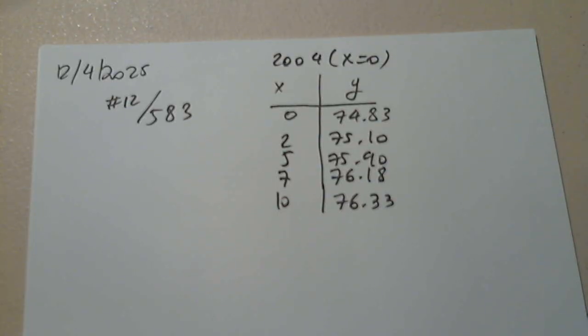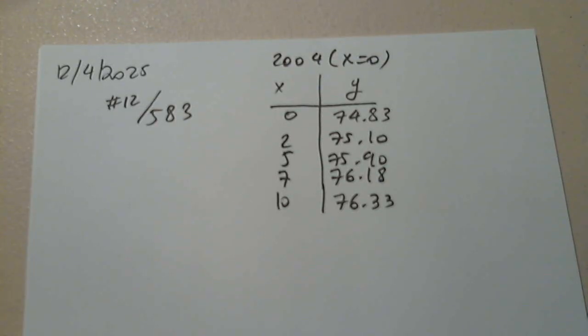Once I have the data set in, I would like to change the viewing window. 0 to 10, I'm just going to put -2 to 15. So -2 to 15, let's say with a scale of 3. And then y goes from, let's say, 70 to 80, with a scale of 2.